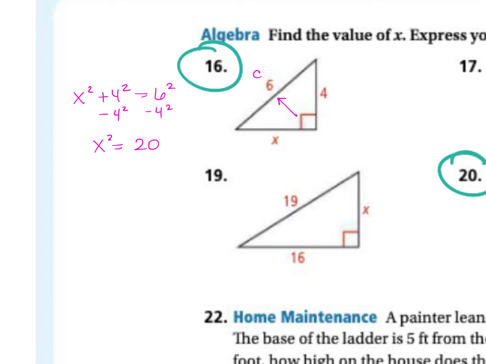Okay. They want simplest radical form. 20 is not a perfect square, so you need to break this into the perfect square and the non-perfect square. What is that with 20? 2 rad 5. It's 2 rad 5. Rad 4 and rad 5 gets you 2 rad 5. Okay.